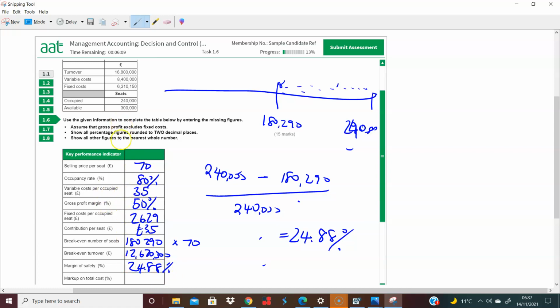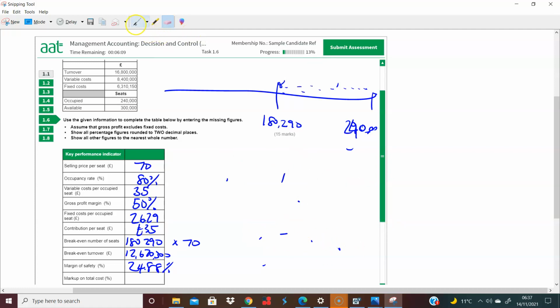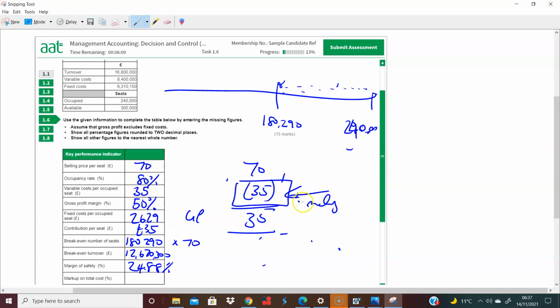This is an interesting point here, this question of markup. Typically, we see the word margin used a lot, so let's look at the situation. When we talk about a markup, you have a selling price of 70, you have 35, and then you have a gross profit of 35. Now, markup comes from the point of view of production. This is what we've spent making the product. Oh, sorry, this is markup on total cost.